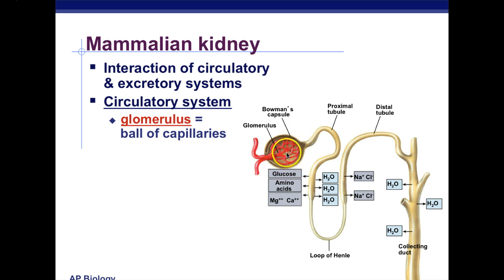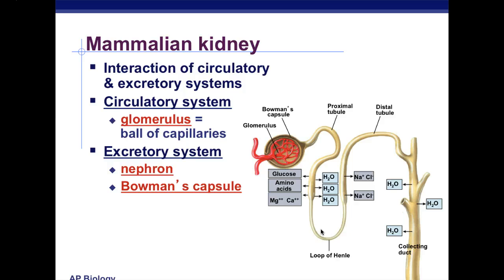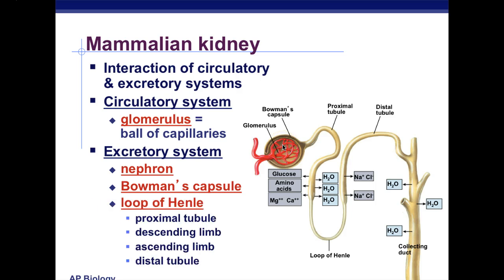And then whatever was left in the blood is going to travel this way down through and around the nephron. The excretory system consists of the nephron. The nephron starts with the Bowman's capsule, which is right here, and is followed by the loop of Henle, which starts with the proximal tubule, descending limb, ascending limb, and distal tubule, and then finishes in an area called the collecting duct.